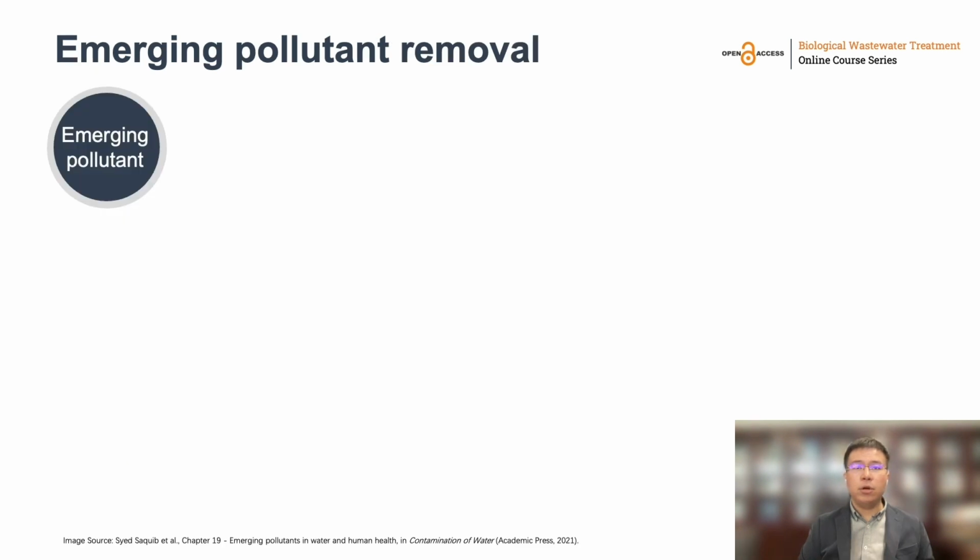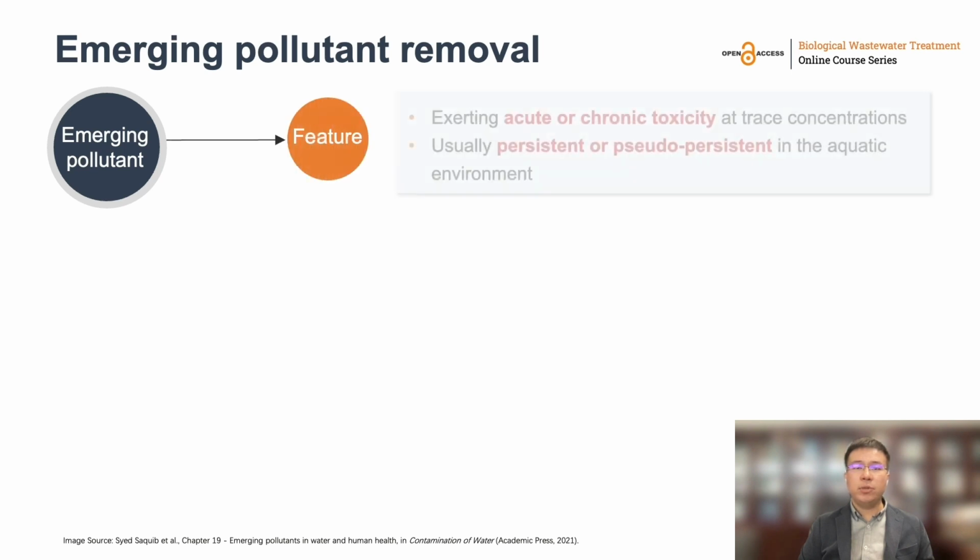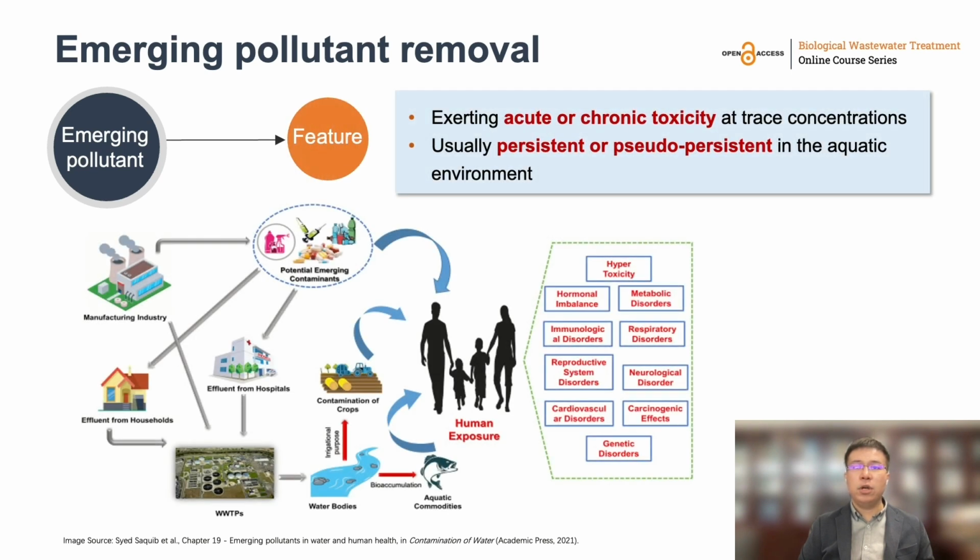Emerging pollutants or trace organic pollutants have raised public concerns for water safety. These pollutants can exert acute or chronic toxicity even at trace concentrations, and are usually persistent or pseudo-persistent in the aquatic environment. So the occurrence of emerging pollutants in the effluent of wastewater treatment plants should be seriously considered, no matter whether the effluent is to be discharged or reused.